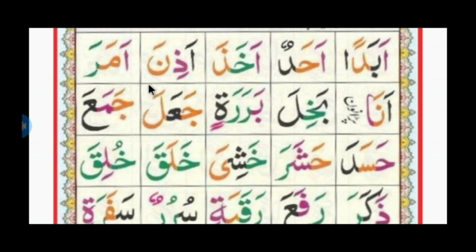This is the first line of page number 10 of lesson number 6. So now we have to read this first line without spelling. Abadan, Ahadun, Akhadha, Adhina, Amara. This is our lesson number 6, first part, and we will read inshallah the next line in the next lesson.